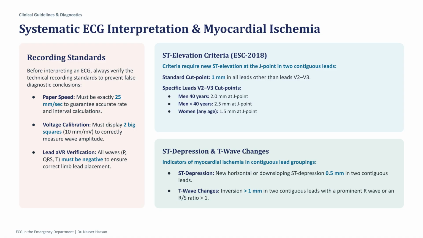Check that paper speed is 25 millimeters per second, voltage calibration displays two big squares, and that lead aVR is negative. This video covers essential criteria for ST elevation, depression, and T-wave changes, essential for identifying myocardial ischemia.